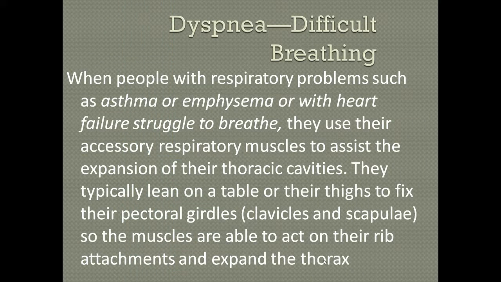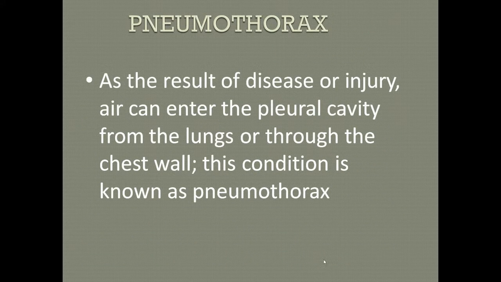You can see here, dyspnea is difficulty breathing in. People who have respiratory problems such as asthma or emphysema, or heart failure, struggle to breathe. They use their accessory respiratory muscles to assist the expansion of their thoracic cavity. They typically lean on a table or their thigh to fix their pectoral girdles, so the muscles are able to act on their rib attachments and expand the thorax.